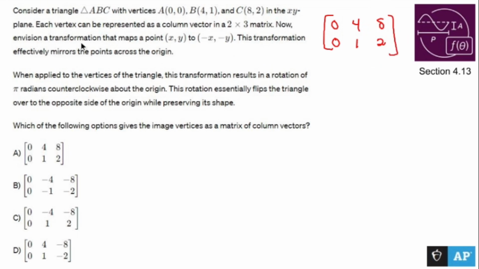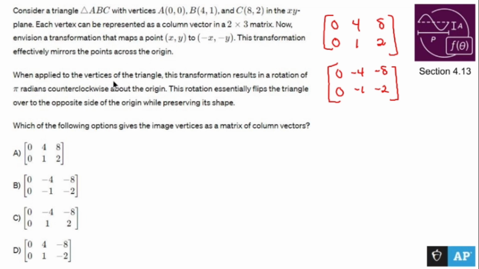Now envision a transformation that maps a point (x, y) to (negative x, negative y), which is basically just flip-flop everything. If x and y become their opposites, so negative 0, negative 0, negative 4, negative 1, negative 8, negative 2. So not only did I envision it, but I did it. The transformation effectively mirrors the points across the origin.